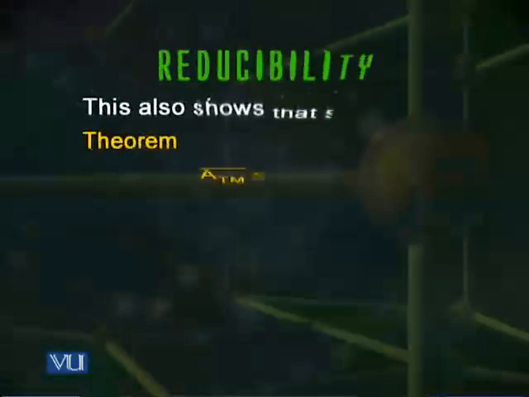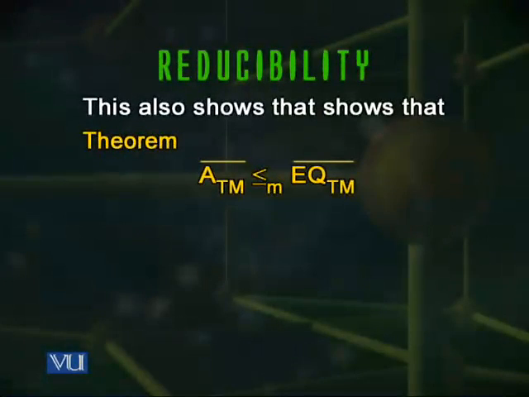So, this is an example of a mapping reducibility. This reducibility shows that ATM is mapping reducible to EQTM. However, this reducibility also shows that the complement of ATM is mapping reducible to the complement of EQTM. Since we know that the complement of ATM is not Turing recognizable, we can conclude that the complement of EQTM is also not Turing recognizable.